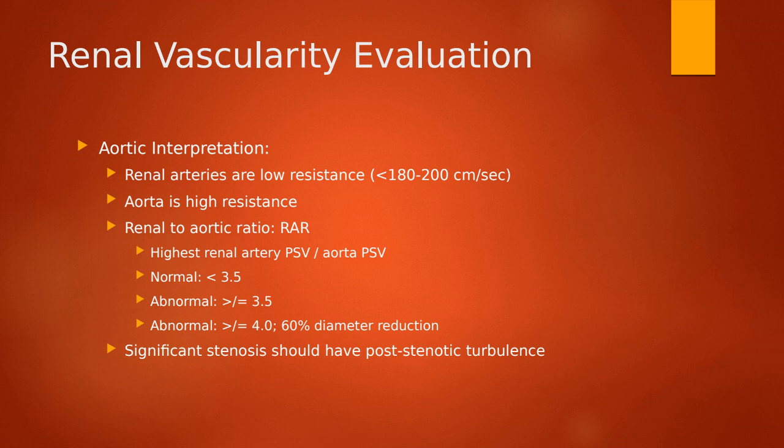If we get anything that's greater than 3.5, it's going to be abnormal, and anything greater than 4 is still going to be abnormal, but it's going to say to us, okay, whoa, this vessel is really stenosed. We're getting at least a 60% diameter reduction from this ratio. So significant stenosis in that renal artery, again, we should be seeing post-stenotic turbulence. We should be seeing a mosaic pattern of that artery, and we're going to see really high elevated PSVs in a stenosis.